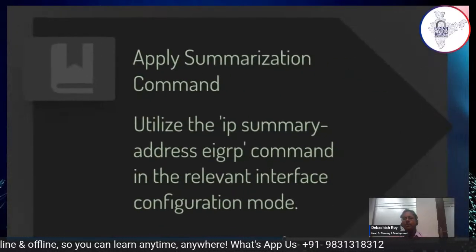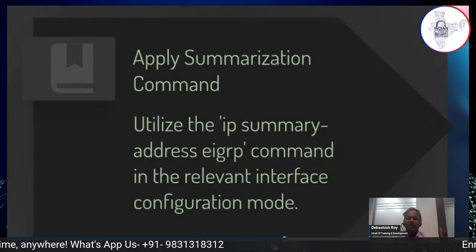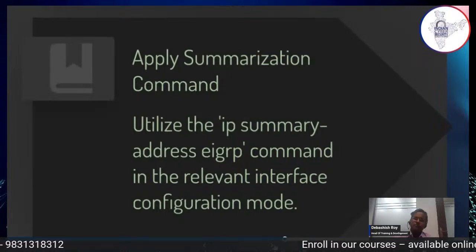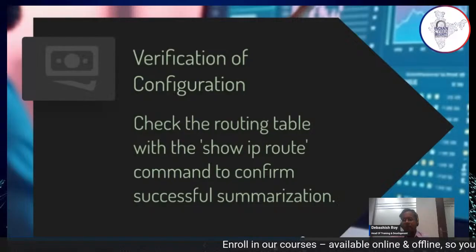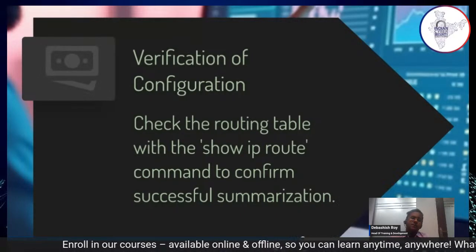Apply the summarization command. What is the command? IP summary-address EIGRP and the AS number, and that is an interface-specific command. Then the verification of configuration. You have to check the routing table with the show ip route command to confirm successful summarization.